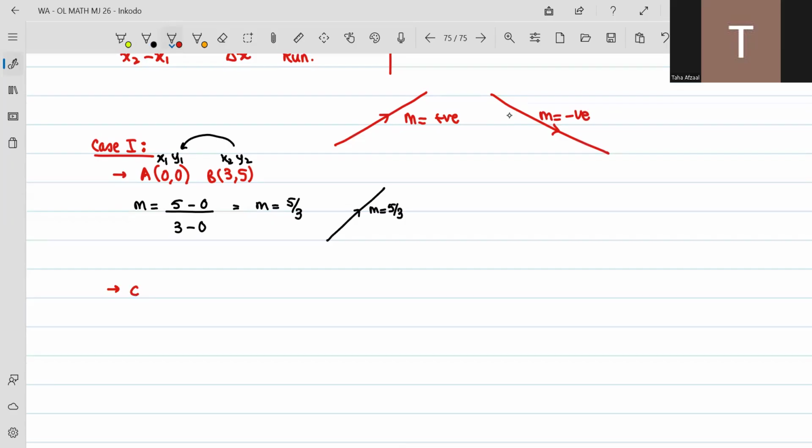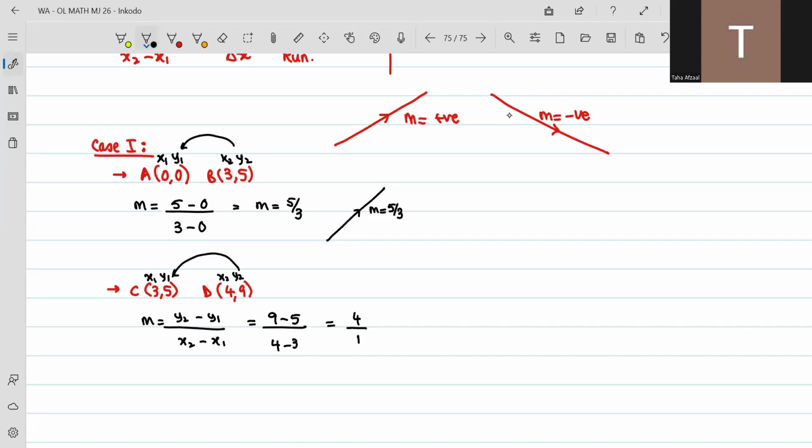Second example, let's say C is (3, 5) and D is (4, 9). Now you'll mark this as x1, this as y1, this as x2 and this as y2, and the gradient would be y2 minus y1 over x2 minus x1. That's going to be 9 minus 5 over 4 minus 3. 9 minus 5 is what? 4 over 1. So the gradient is 4. Do all of you agree? Is this a positive gradient or a negative gradient?